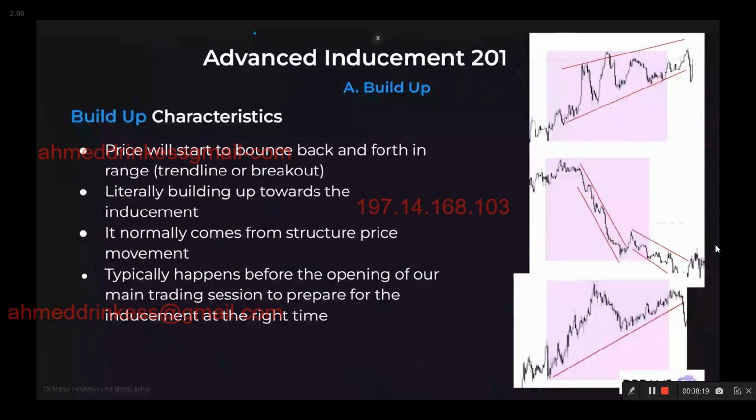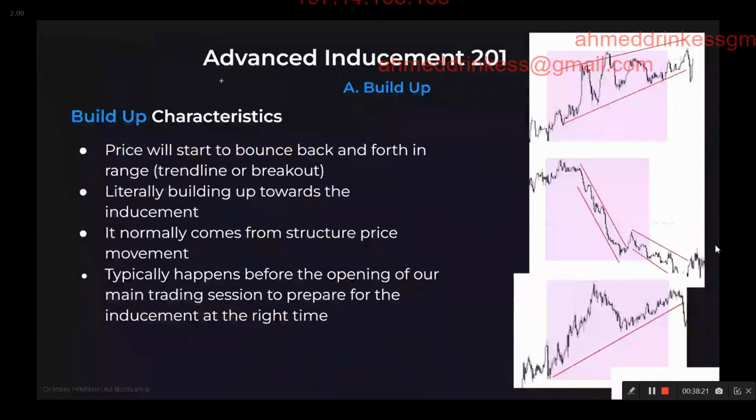Frustrating. Anyways, buildup. These are some classifications of our buildup, right? So buildup characteristics. What will happen during the buildup? Price will start to bounce back and forth within a range, and this is building liquidity.